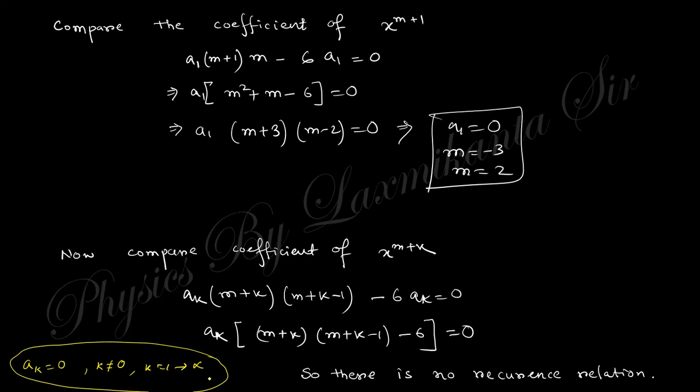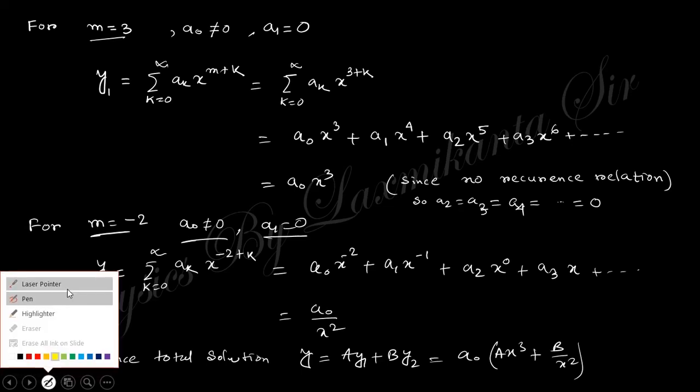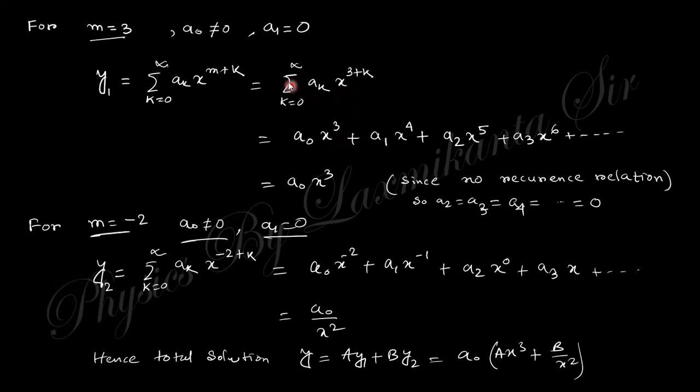For that case, ak equals to 0. You can easily write down this one. So only a0 is not equals to 0 in that case. Okay, so if you put this expression into this, you will get m equals to 3. So this one is the one solution.